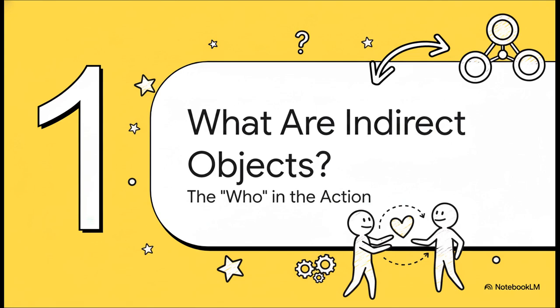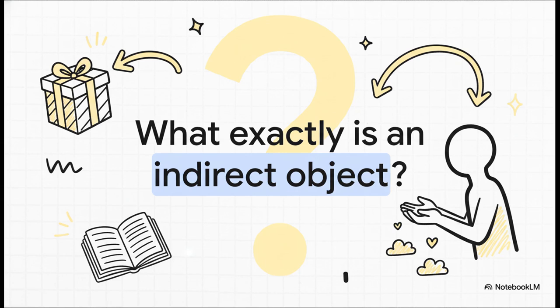Okay, section 1. What are indirect objects? Before we can start using these tools, we've got to know what they're for. This is the foundation, so let's make sure we get it right. So what exactly is an indirect object? When you think about an action, like I'm sending a package, there's the package itself, but there's also the person it's going to, right? That person, that's what we're talking about today.